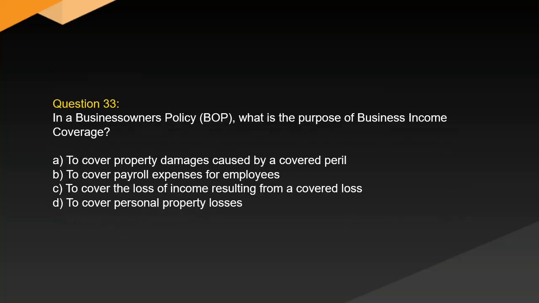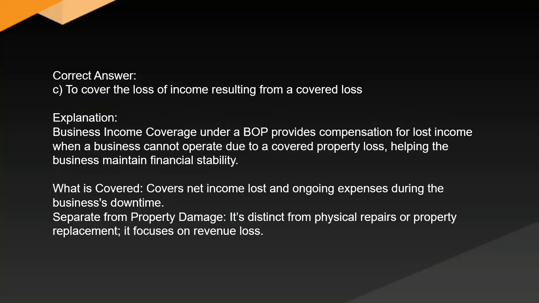Question 33. In a business owner's policy, BOP, what is the purpose of business income coverage? A. To cover property damages caused by a covered peril. B. To cover payroll expenses for employees. C. To cover the loss of income resulting from a covered loss. D. To cover personal property losses. Correct answer: C. To cover the loss of income resulting from a covered loss.